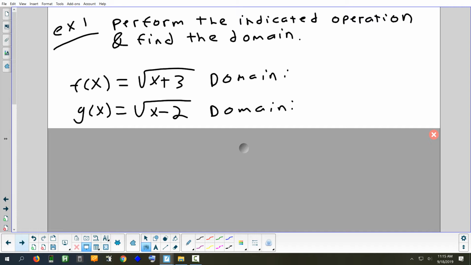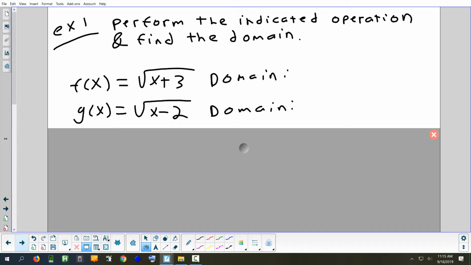In either one of those functions, do I ever have to worry about dividing by 0? No, they're not fractions. Do I ever have to worry about taking the square root of a negative? Elias? Yeah. If I plug in -10 for x in the top one, I'm going to get the square root of -7. That's no good. So -10, I can't use that. I want to write down what I can use. So what numbers would you have to pick for x in f of x?